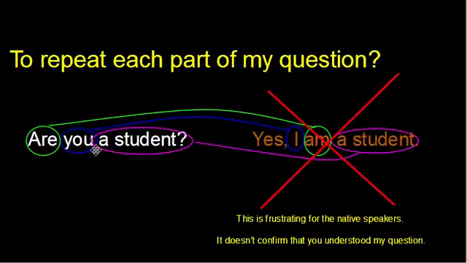A student, a student. Are you a student? Yes, I am a student. Is this a conversation? No. Are you a student? I am. You don't need to repeat each part. Are you? So how do you do it? Don't answer like this. Are you a student? Yes, I am a student. This is frustrating for native speakers, and it doesn't confirm that you understood my question.